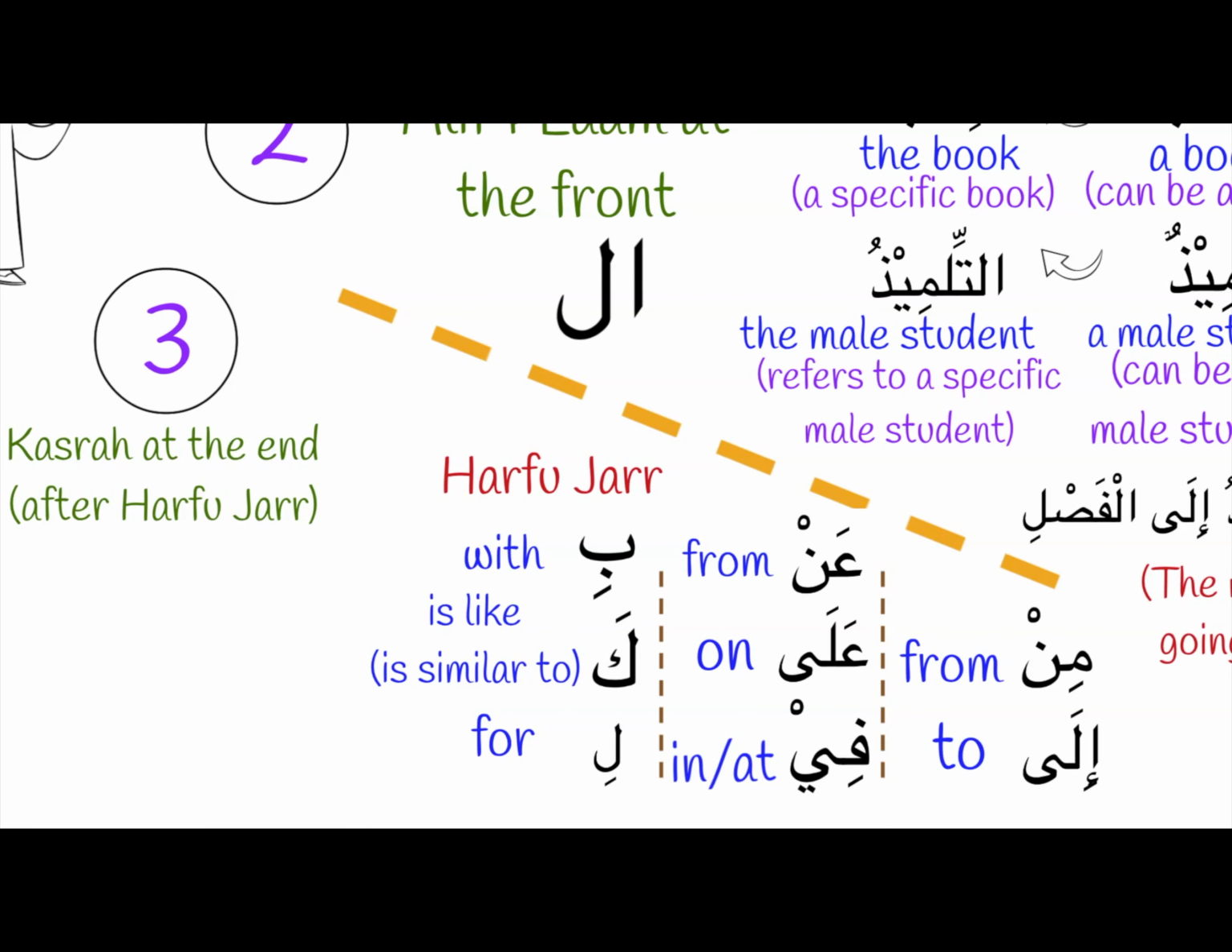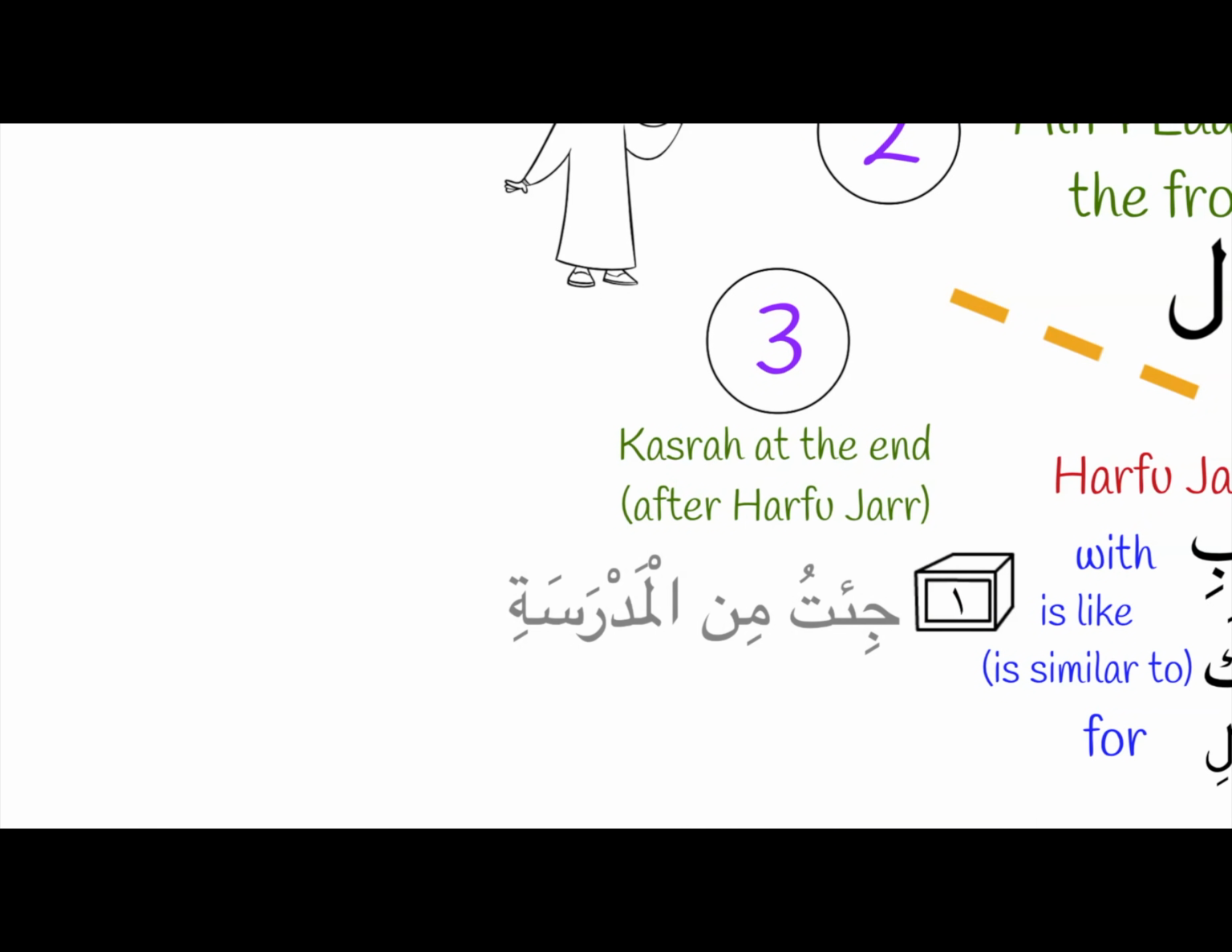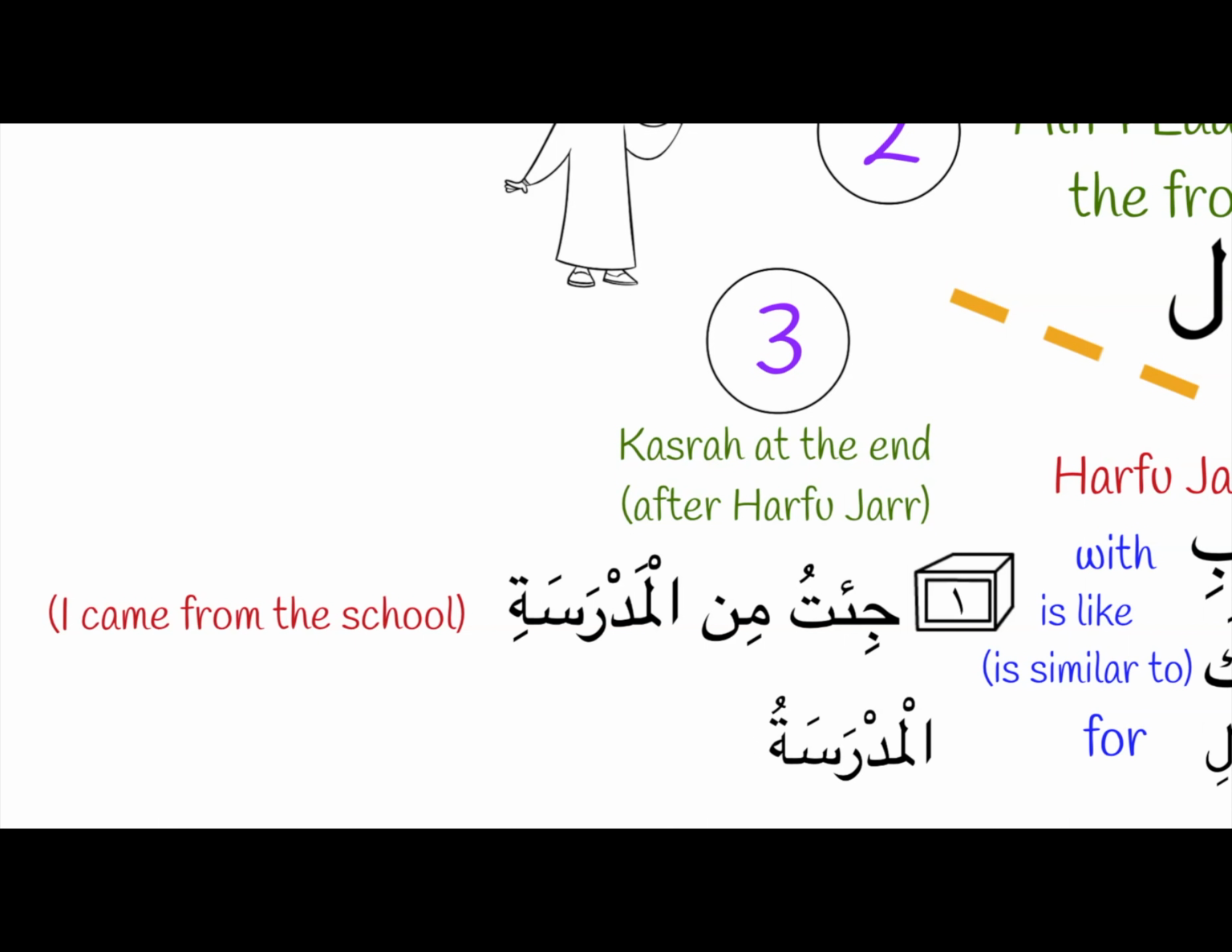In short, if you see any kalimah or word in the Quran that is after any of these harful jar and also has a kasrah at the end, it is most likely an isim. For example, ji'tu minal madrasati, which means I came from school. Here, we can see that al-madrasati is an isim because number one, it has an alif lam at the front, number two, it comes after a harfu jar, and number three, it has a kasrah at the end of the kalima. Take note that by default, the kalima al-madrasa has a dhamma sign, al-madrasatu. However, because of the harfu jar, which is min, the kalima al-madrasatu now takes a kasra sign.